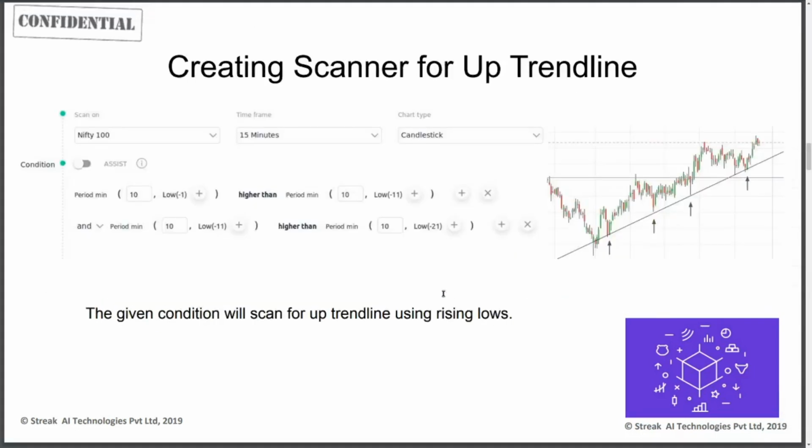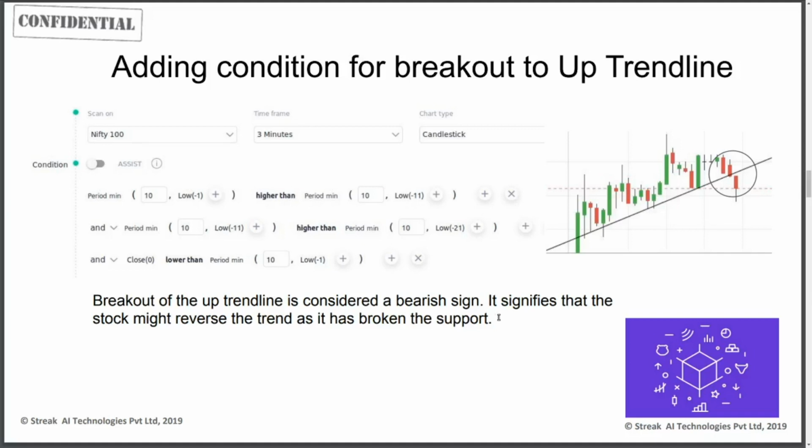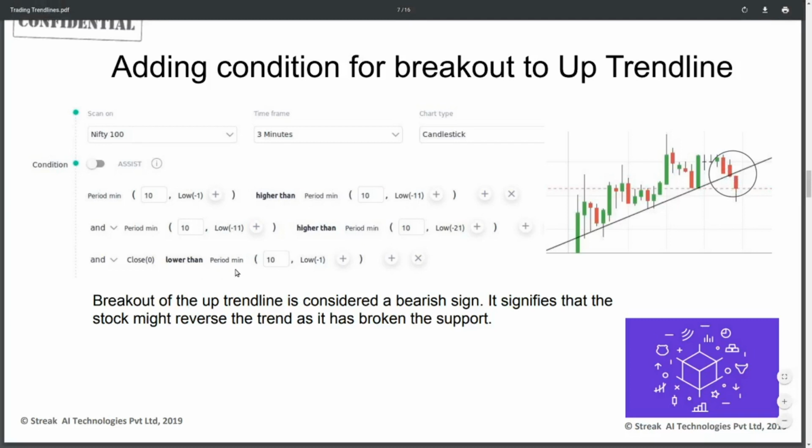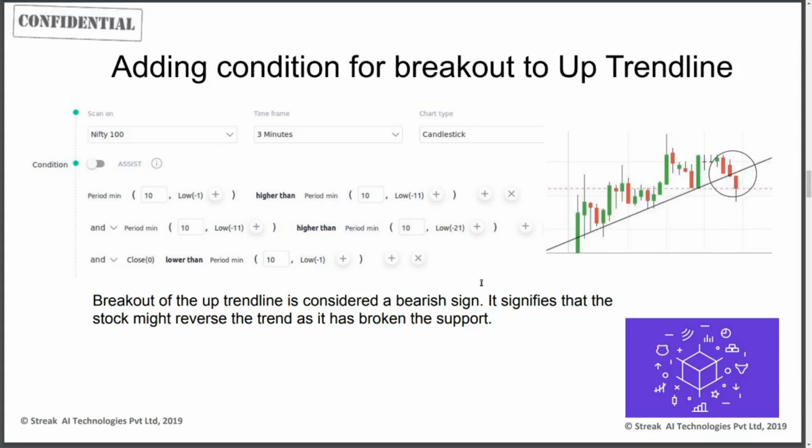So in this case, in an uptrend line, because we are using rising lows, it becomes a support level. And if we identify that a close has been formed where the close price has become lower than the last 10 candles' low, and it has broken this kind of a line, it basically indicates that a breakout has happened on a bearish side.